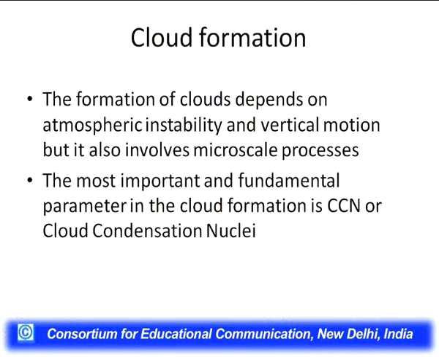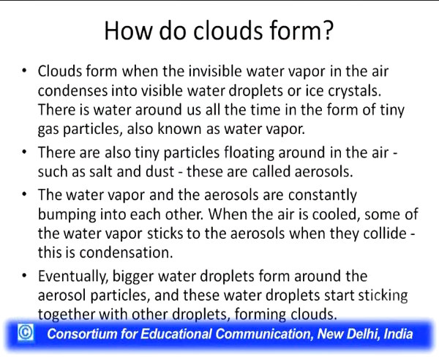Now the formation of clouds mainly depends on atmospheric instability and vertical motion, but it also involves microscopic processes too. The most important and fundamental parameter in cloud formation is CCN, also known as cloud condensation nuclei. We will be discussing cloud condensation nuclei in detail in the later part of this lecture, but coming back to the formation of clouds, how are clouds formed? Clouds form when the invisible water vapor in the air condenses into visible water droplets or ice crystals.